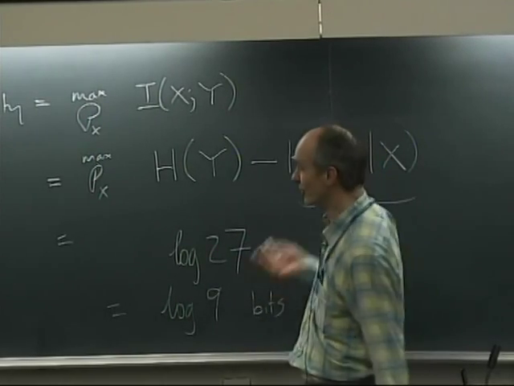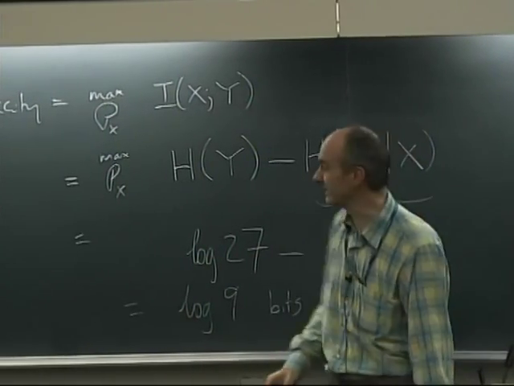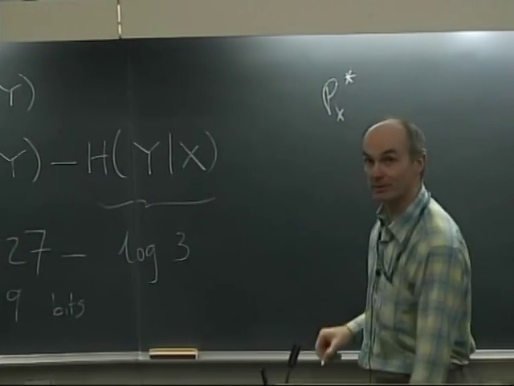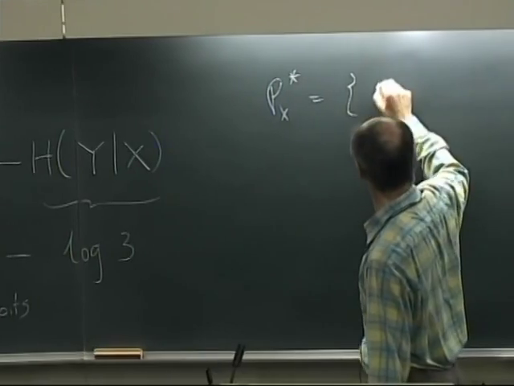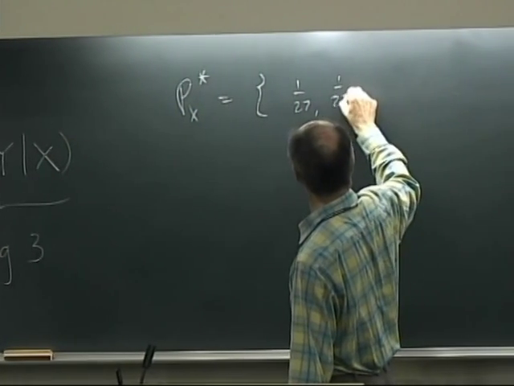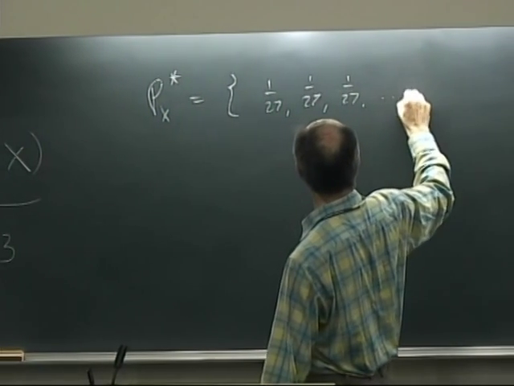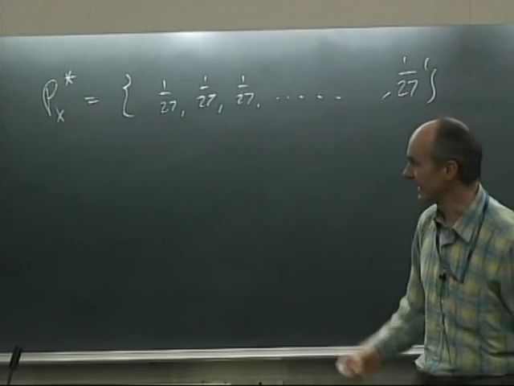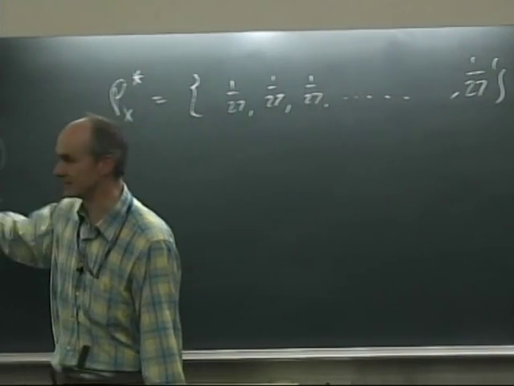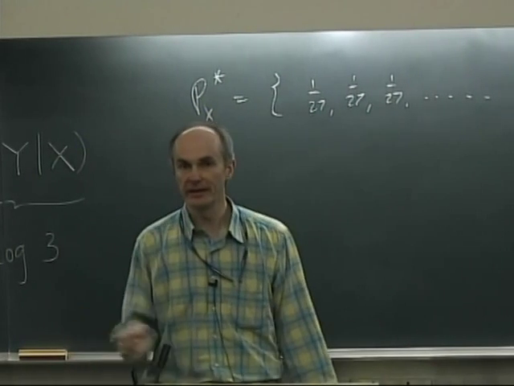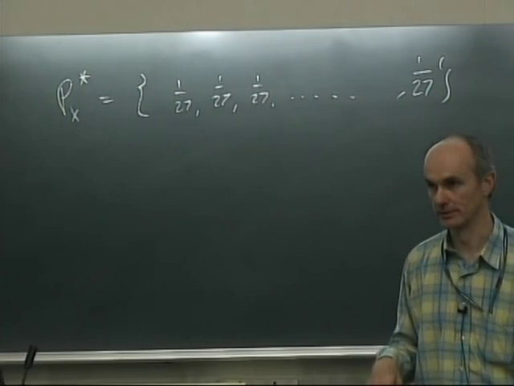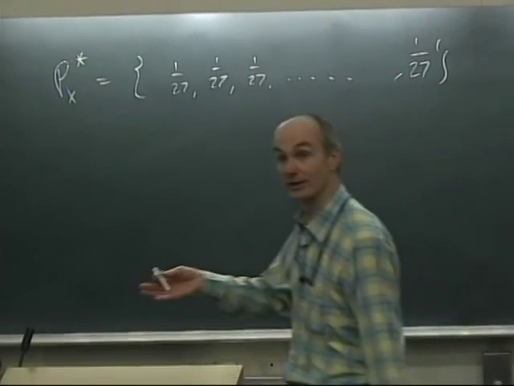So that's the capacity. And the optimal input distribution is the input distribution that achieves this maximum entropy on the outputs. By symmetry, one way of doing that is to pick the uniform distribution. So the optimal input distribution is 1/27, 1/27, 1/27, and that is an input distribution that achieves this maximum. Does anyone have any suggestion of an alternative input distribution? Is this the unique one, or are there alternatives?